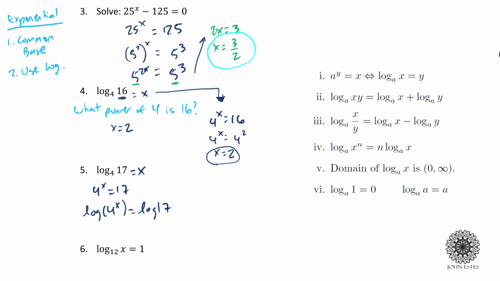And that's what makes logarithms so useful, because I can take this x and multiply it out front and end up with x log 4 equals log 17. Okay, so then I end up with x equals log 17 over log 4. And there's my answer.